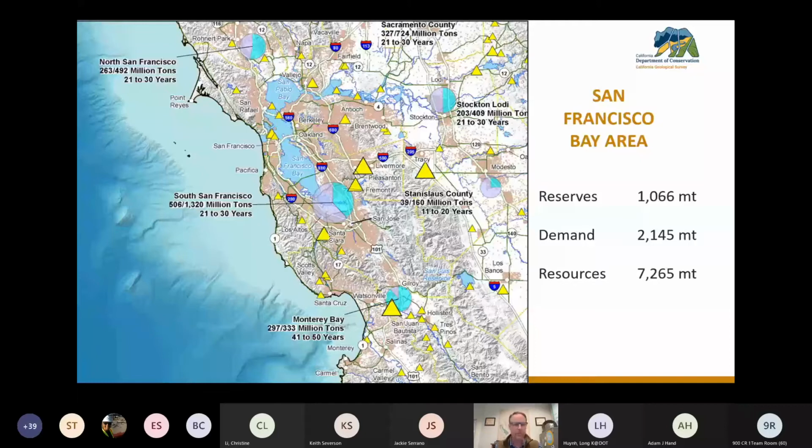Here's our site. So this is the one we're talking about today, San Francisco Bay Area. Based on our 2018 data, reserves are about 1 billion, demands over 2 billion. So we're falling well short of that. There's plenty of resources in the area. There's just not the available reserves right now to meet the needs, and that's going to be a problem. Where do you get that rock? Importing it from farther distances.